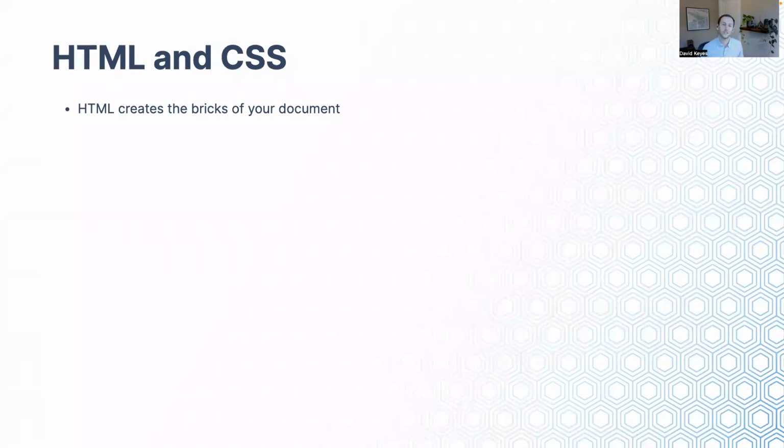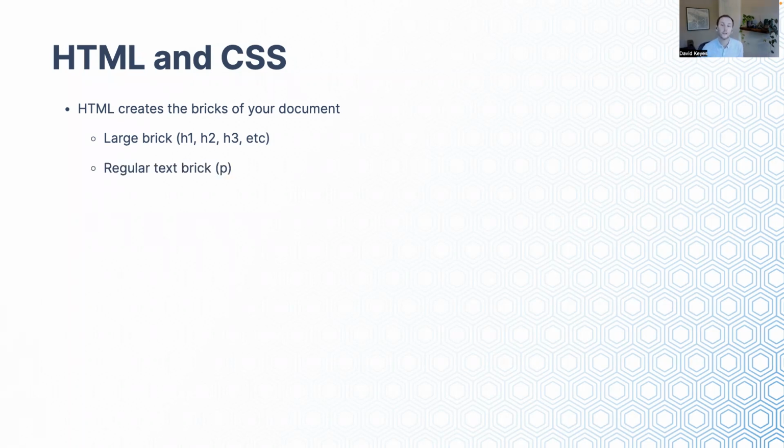When you work with HTML and CSS, HTML creates the bricks of your document. It's the structure. And so you can have large bricks: H1s, H2s, H3s, and these show up in our Markdown. You create first level headers, second level headers, third level headers, etc. You can have regular text bricks. So again, just text in our Markdown document that would end up as a paragraph element in HTML.